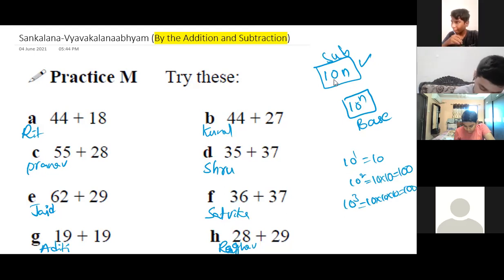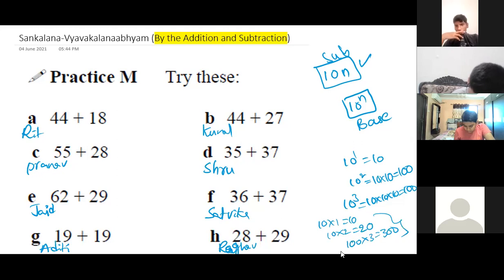Next, 10 multiples, nothing but 10 into 1, is how much? 10, sir. 10 into 2 is 20. 100 into 3 is 300. These numbers are called sub-base numbers.